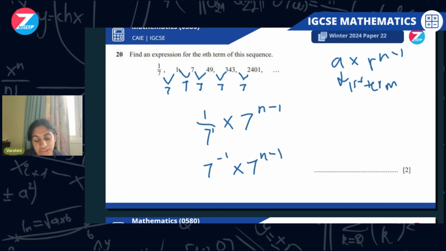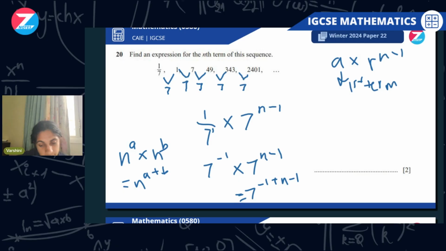Since these are both exponents with the same base, any number n to the power a into n to the power b is equal to n to the power a plus b. So we take this as 7 to the power minus 1 plus n minus 1, and this is nothing but 7 to the power n minus 2. This will be our final answer. If these were different bases, you could leave it like this, but since they are the same, you have to add the exponents to get the simplified form.